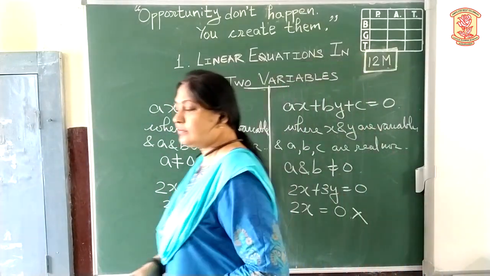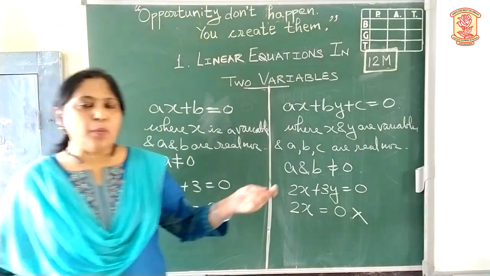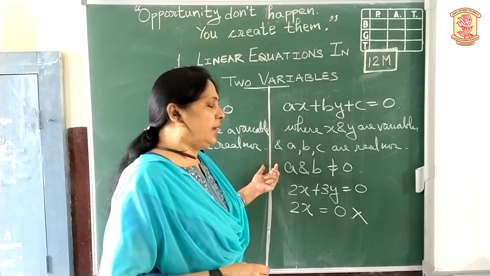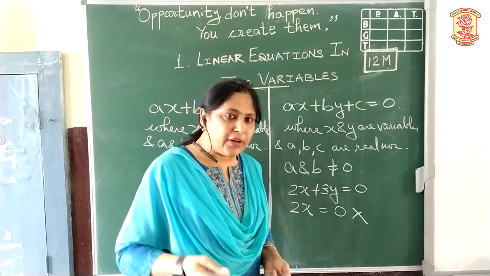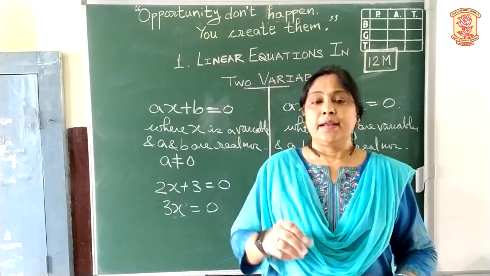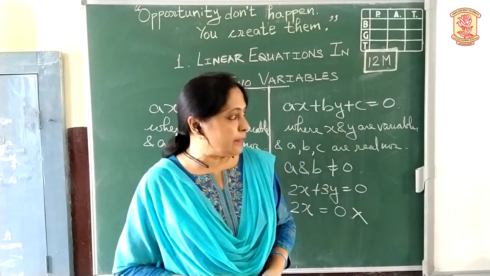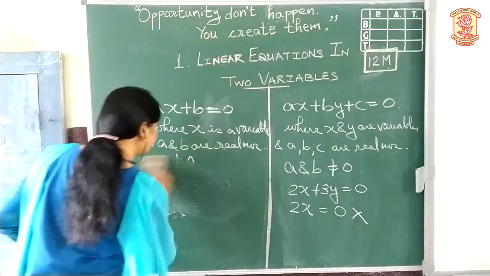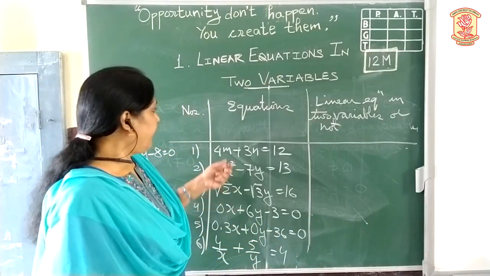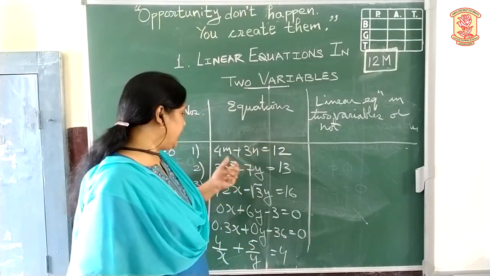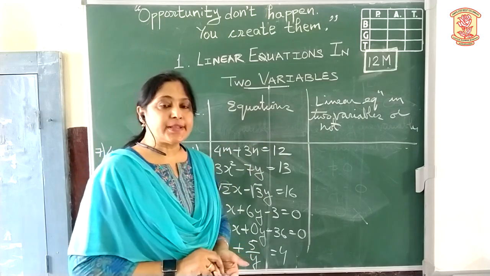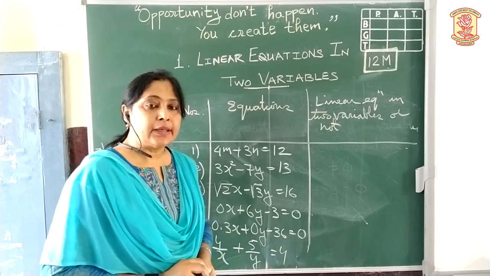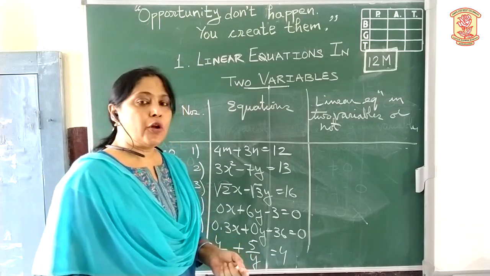Now here on page number 1 we are going to see the first activity. There's a table given and we have to find out whether the given equations are linear equations in two variables or not. Here are some of the equations given. So we are going to find out whether these are linear equations in two variables or not.